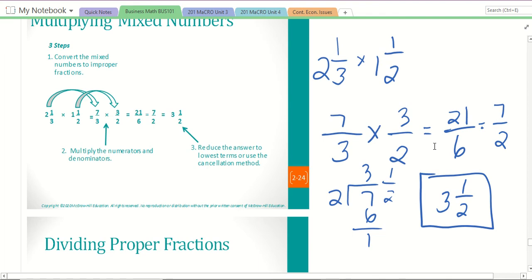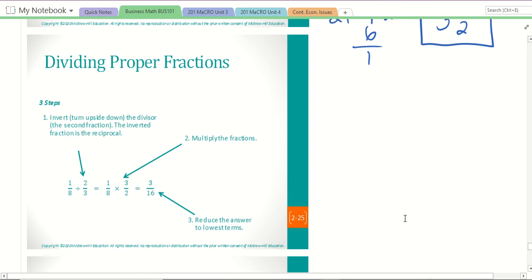Okay, so pretty simple. You don't have to do any least common denominator or greatest common denominator. You can just multiply. That's the nice thing. I think multiplication and division are even easier because you just have to break it down and then multiply. So, all right, dividing proper fractions.